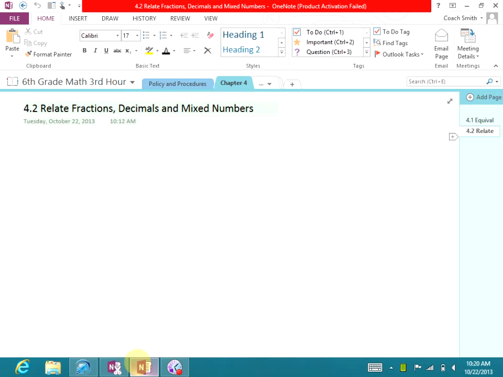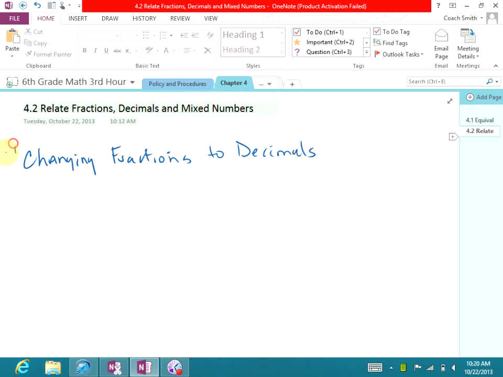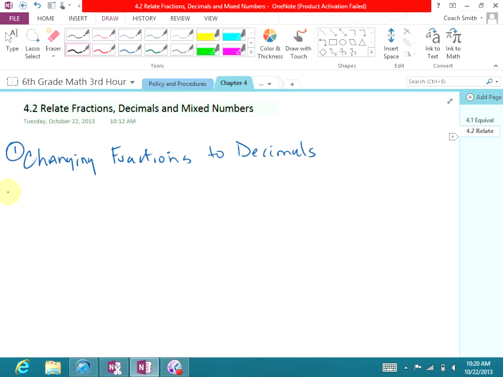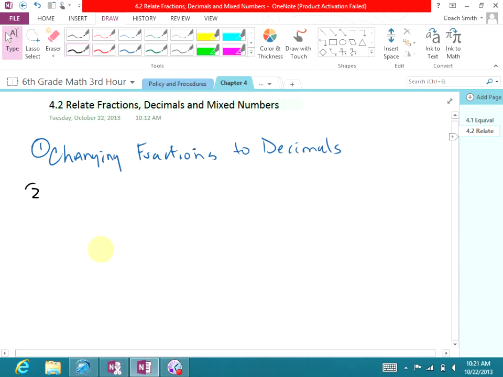4.2, relating fractions, decimals, and mixed numbers. Okay? Basically, what we're going to talk about is two things today. We're going to talk about changing fractions to decimals. That's number one. Number two, is changing decimals to fractions.